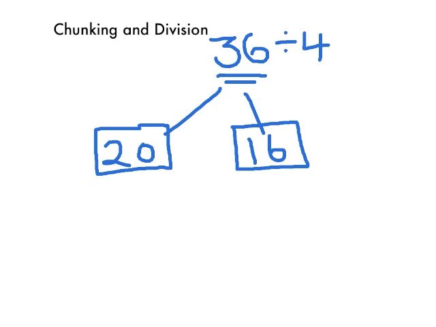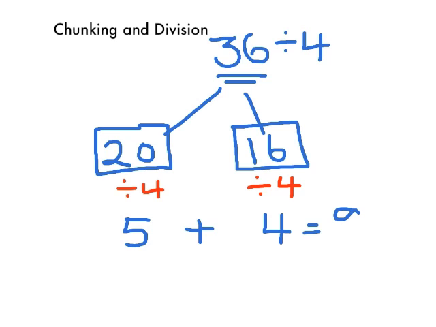And I'm just going to change my color for a second. Divide by 4, divide by 4. And then if I divide 20 by 4, I know that that is 5. And if I divide 16 by 4, I know that that is 4. And then I simply add these two numbers together, and that will give me 9. And 36 divided by 4 is, as some of you may know, 9.